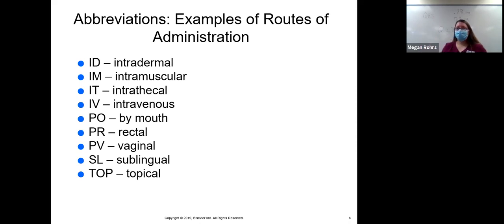What does topical mean? On top of the skin. So what are some types of drugs that we apply topically? Yeah, ointments, creams, lotion, patches, all applied just on top of the skin.